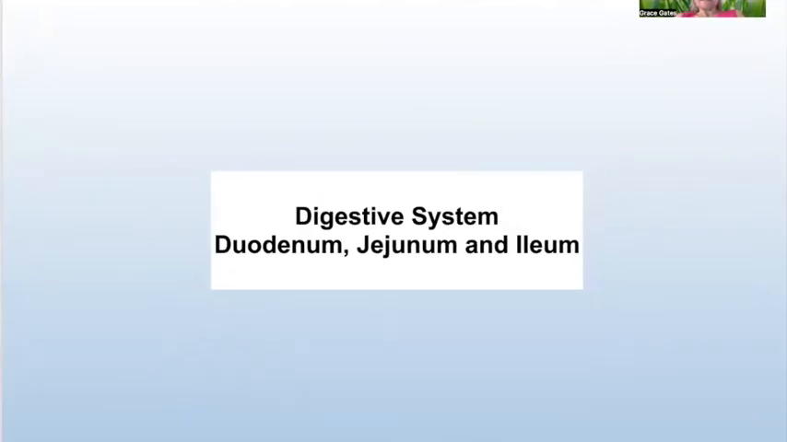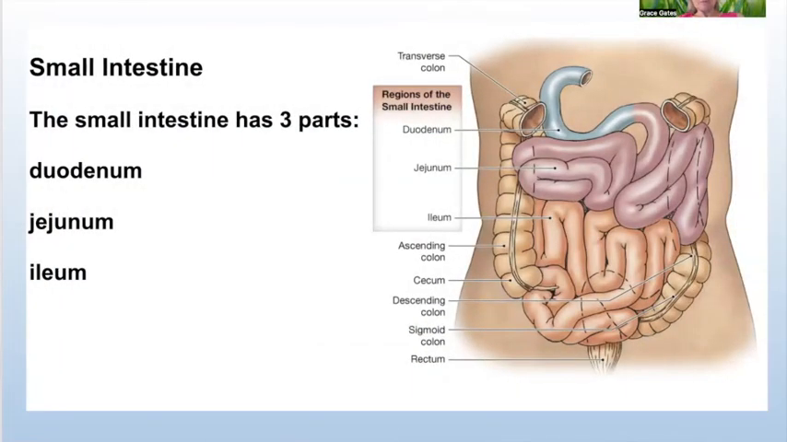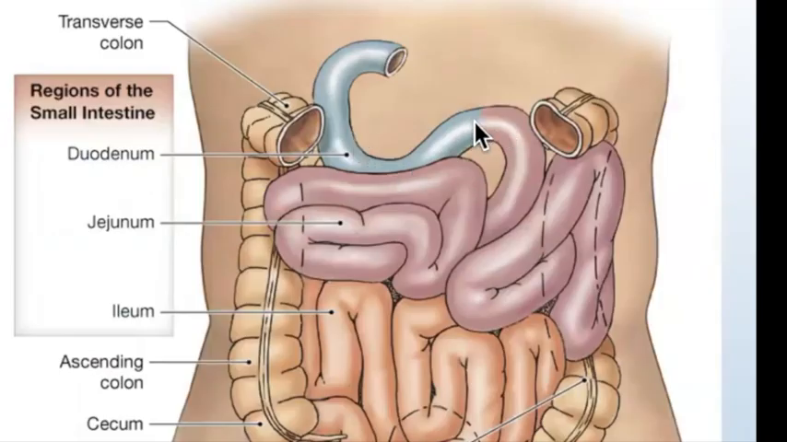Okay, the digestive system. Now let's go through the duodenum, jejunum, and ileum, the three parts of the small intestine. And here they have nicely colored them for you. The duodenum, which is the shortest part, it's only about a foot long.